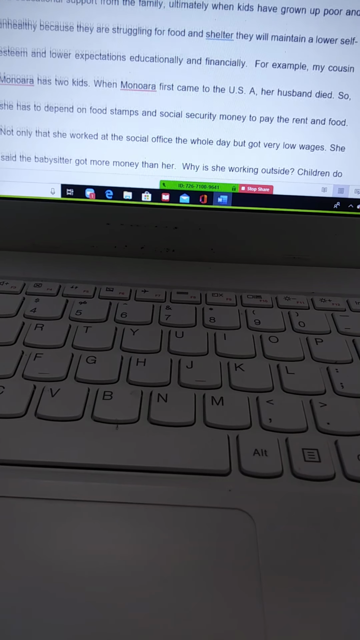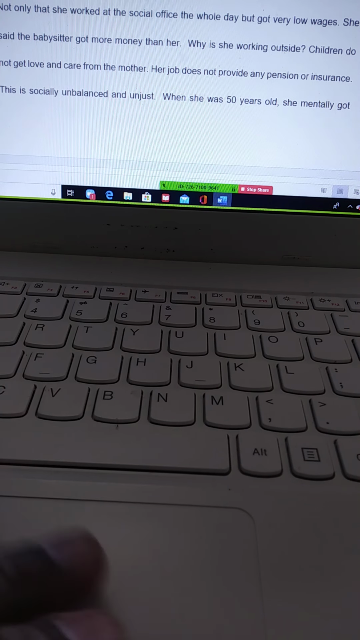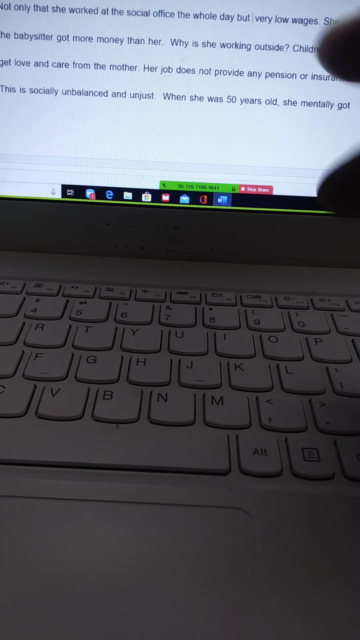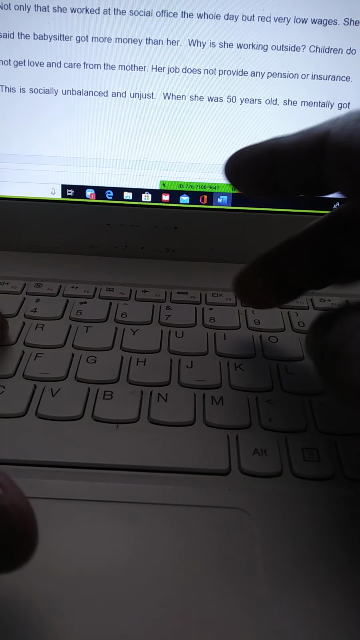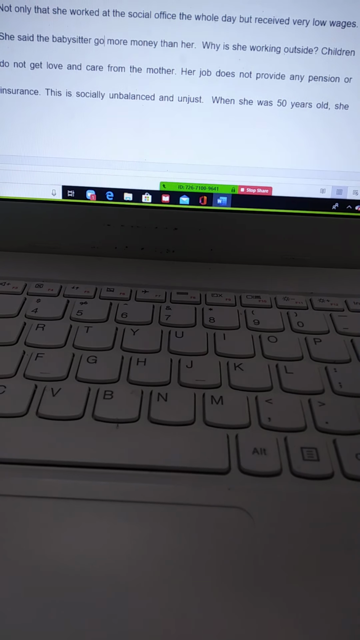Not only that, she worked at the social office. The social office was her whole day, but got very low wages. So don't say got because it's kind of like low class. But she received. You'll never see the authors use got or get. They'll say received or obtained very low wages. She said the babysitter received more money than her.